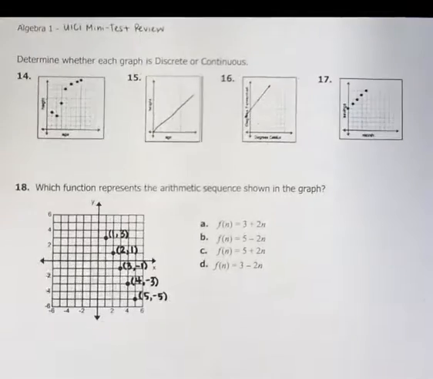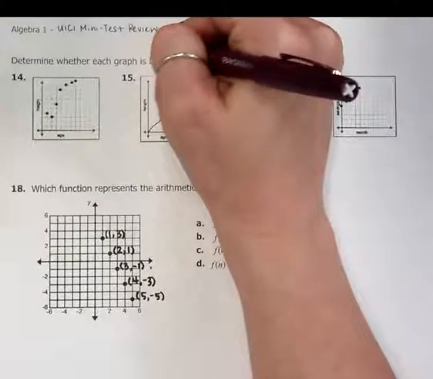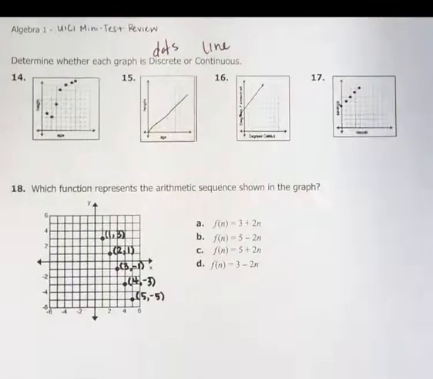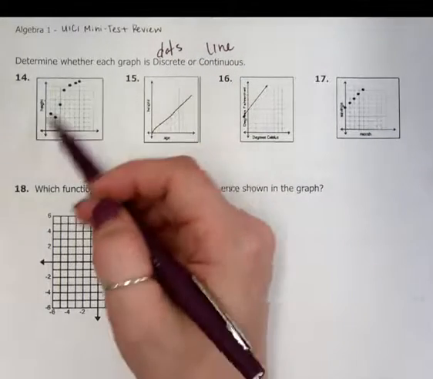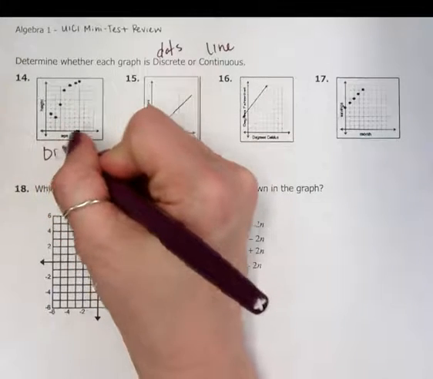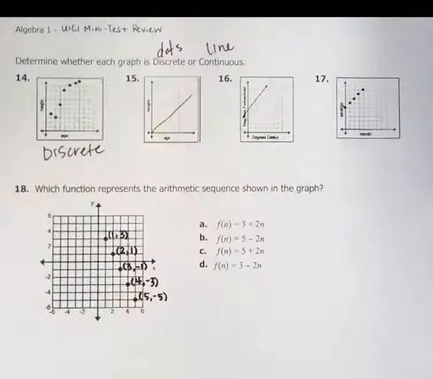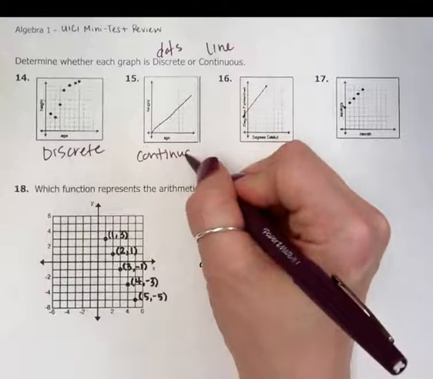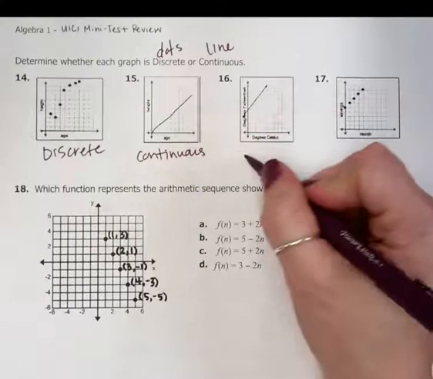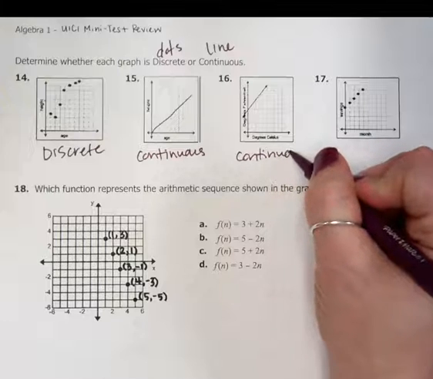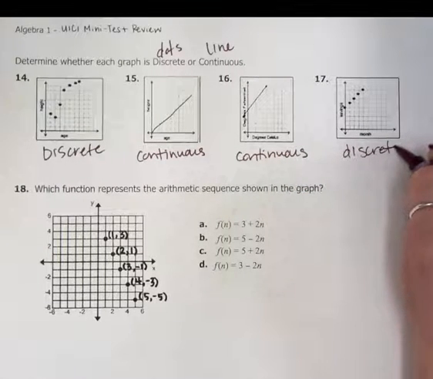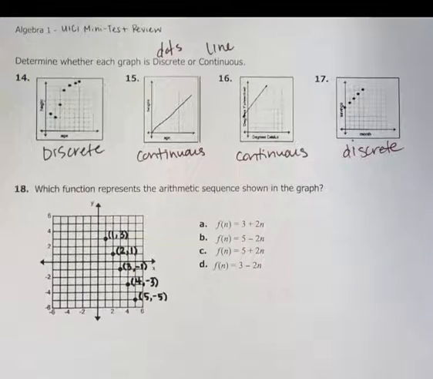Discrete or continuous. Remember, discrete means dots. Continuous means a line or a connected line. So if I look at these four, that has dots on it. Discrete. That is a line. Continuous. That's a line. Continuous. Those are dots. Discrete. Easy points right there.